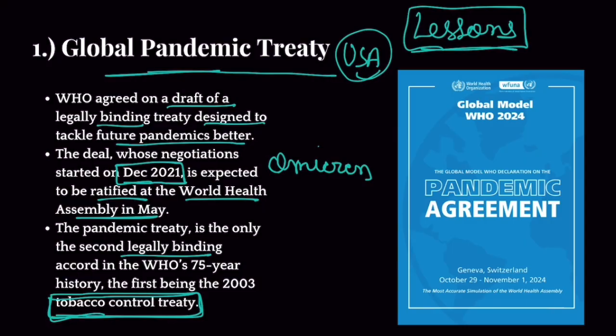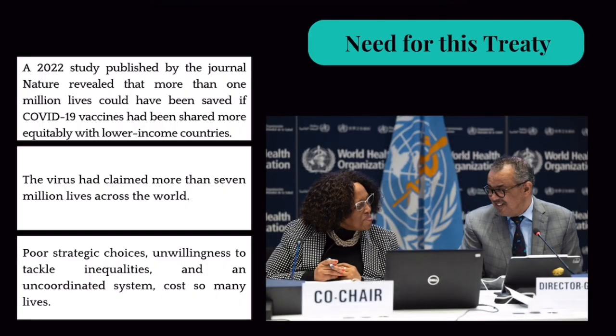Now the question is, why did we need this treaty? Why did WHO feel in December 2021 that we need to have a legally binding treaty so that countries are legally bound to cooperate together in a future pandemic-like situation? What was the need for this treaty? Well, a 2022 study published by the journal Nature revealed that more than 1 million lives could have been saved if COVID-19 vaccines had been shared more equitably with lower income countries.